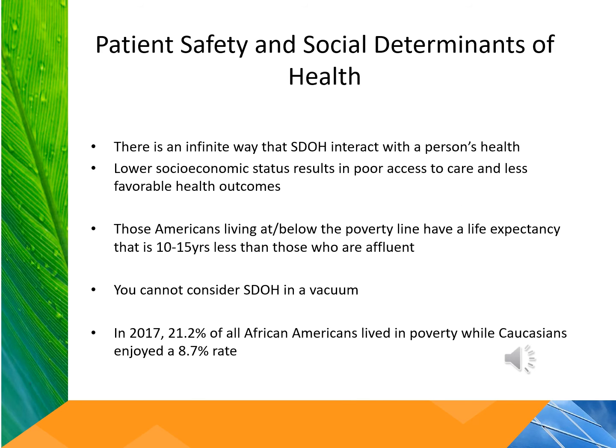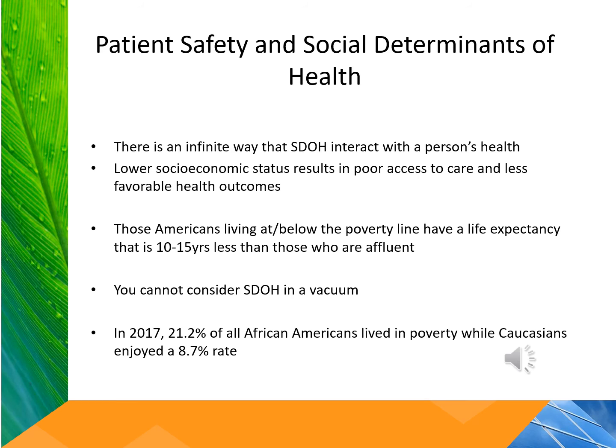There are infinite examples of the interplay between social determinants of health and patient health. One of the most frequently examined social determinants of health is a patient's socioeconomic status. Not surprisingly, research has linked lower socioeconomic status to inferior access to care and poor health outcomes. A recent study found that America's most poor citizens enjoyed life expectancies between 10 and 15 years shorter than those among the more affluent.